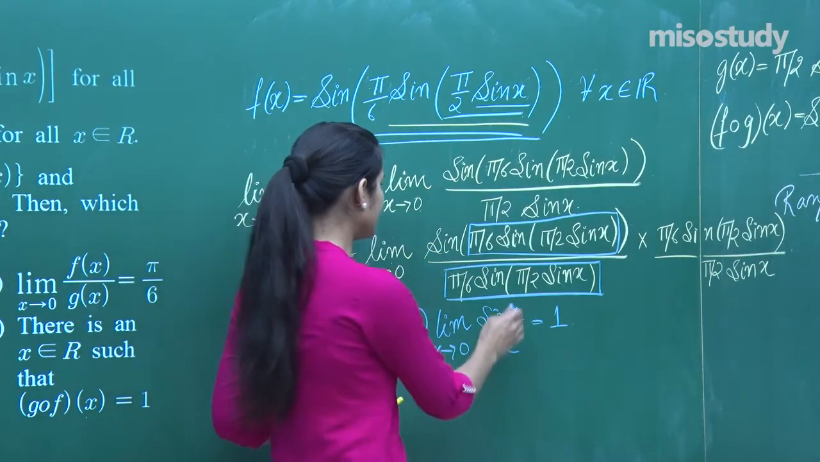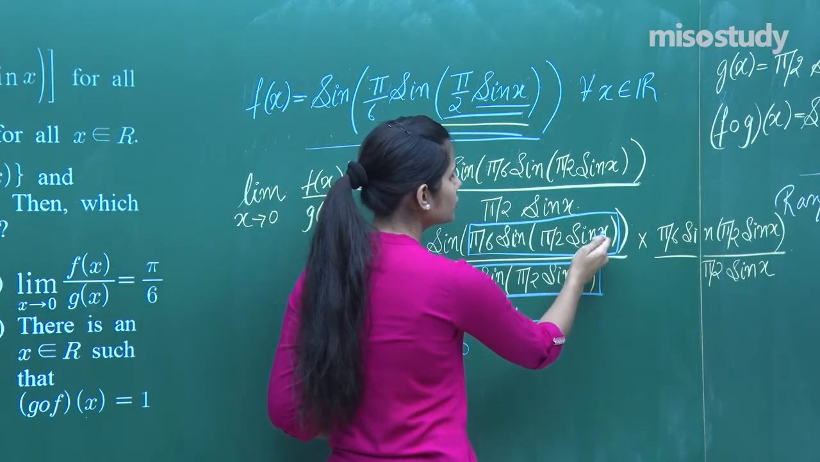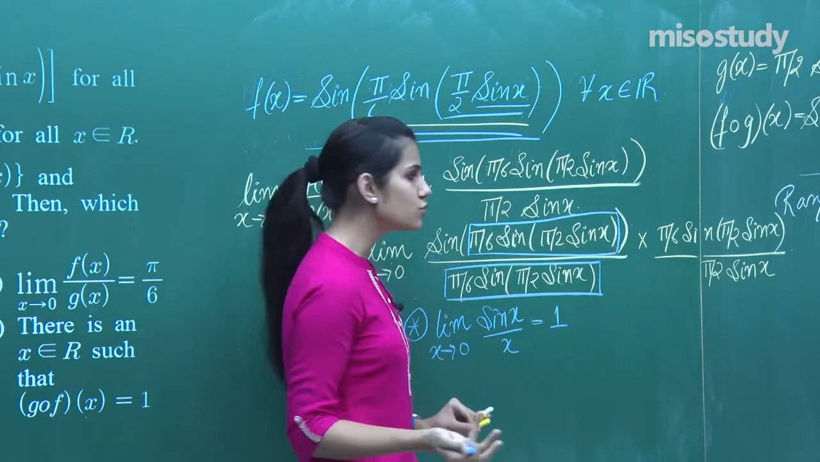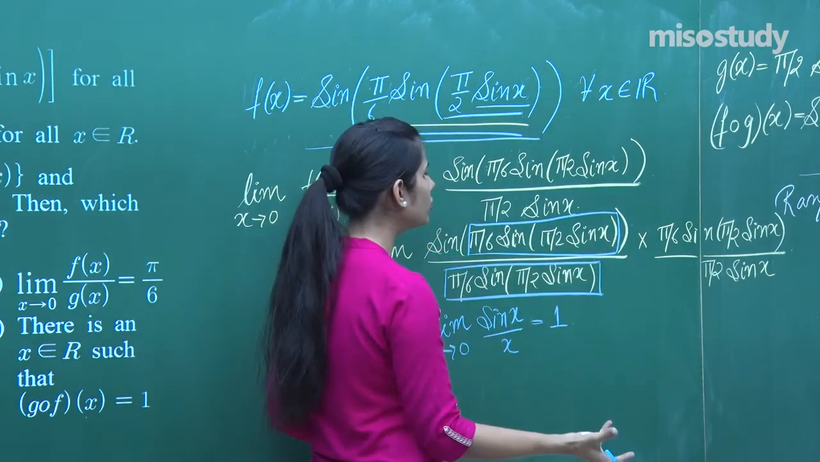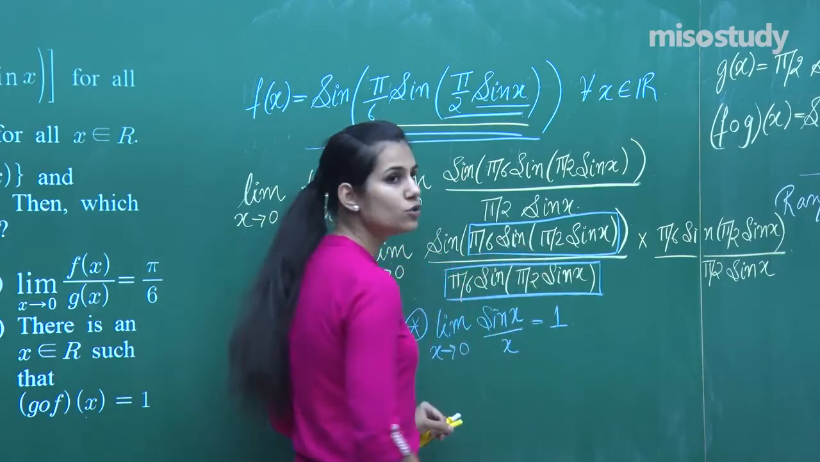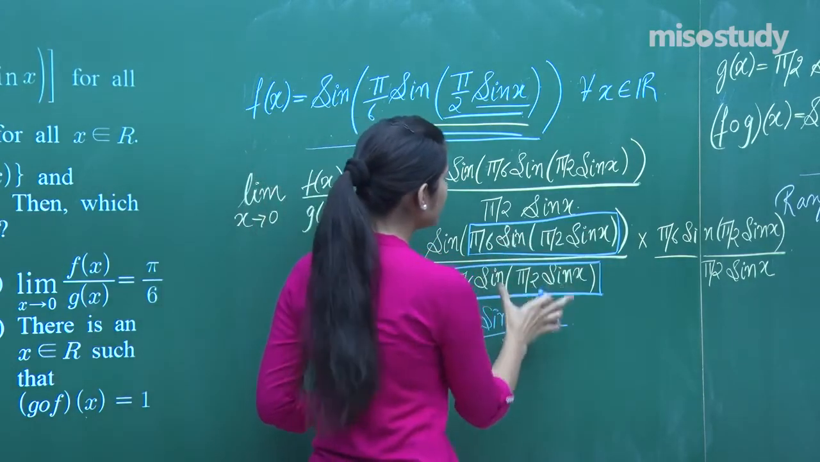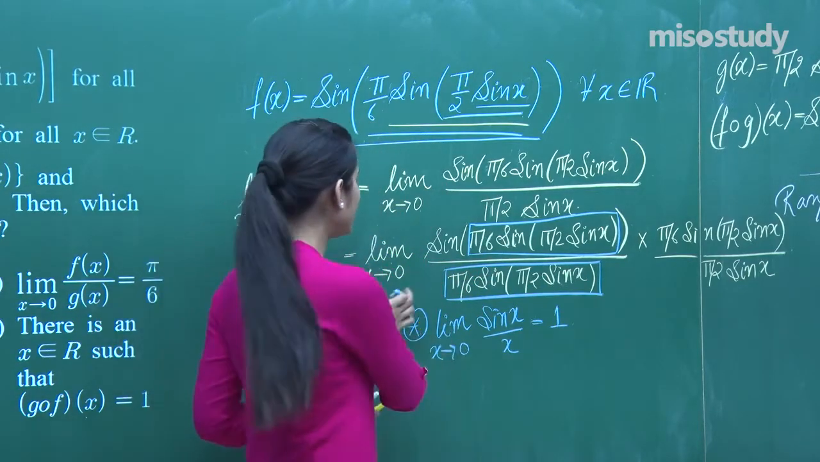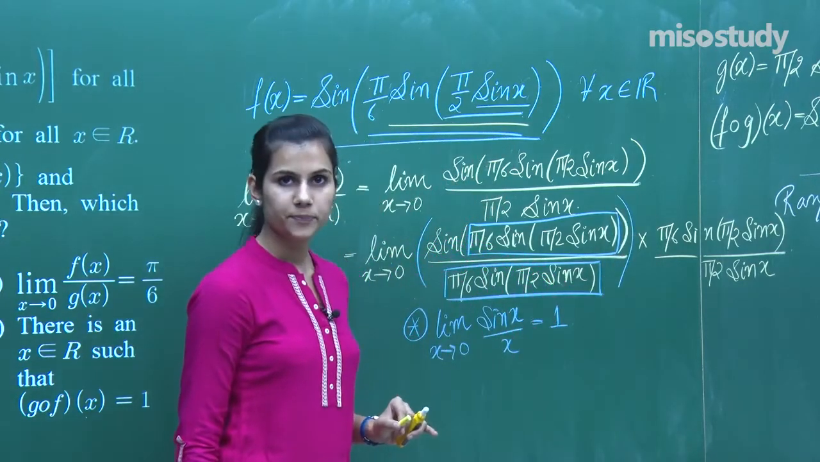Now over here, see, if x is approaching 0, sin x is going to approach 0. If sin x is approaching 0, pi by 2 sin x is going to approach 0. If this angle is approaching 0, sine of this angle is again going to approach 0. Pi by 6 into 0 will again be 0. That means this angle or this denominator are approaching 0 when x is approaching 0, and that is why the limit of just this portion is 1.